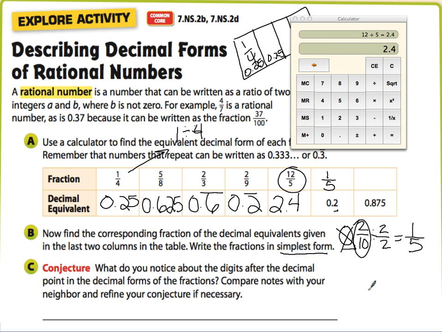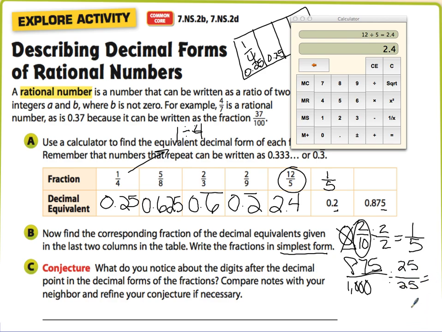But we wanted it in simplest form, so we made it 1/5. Now we have 875 and it ends in the thousandths place. So I have 875 over 1,000. Well, in this case, they end in a 0 and a 5, so I can divide them by 5, but I actually know that 875 should be divisible by 25 and 1,000 should be divisible by 25, so I'm going to try that first to try to go a little faster.